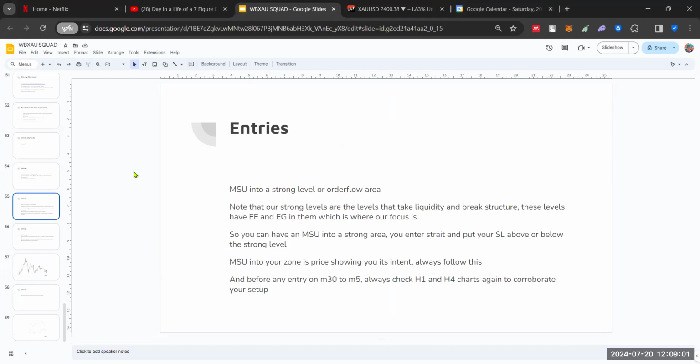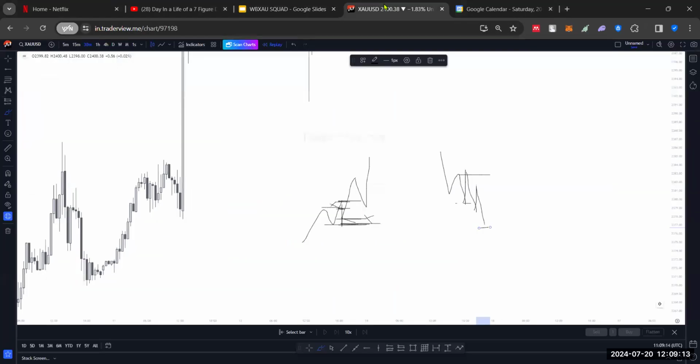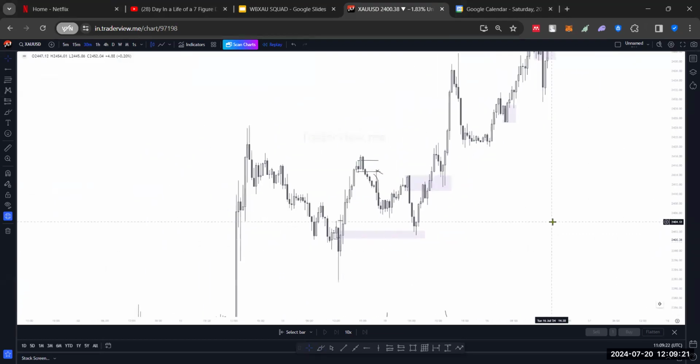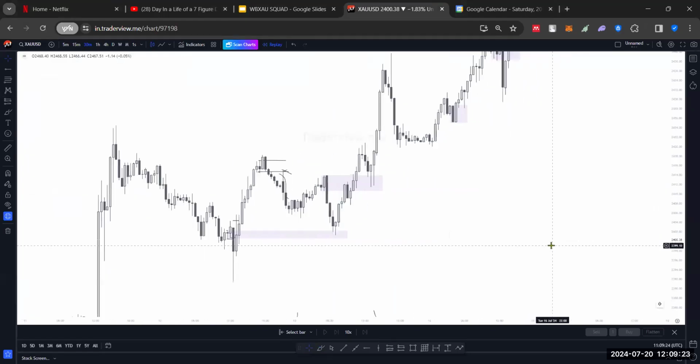I explained that this is how price would show us its intent. Price is going to use this to show you what it really wants to do, showing you an MSU into your level or before your level, giving you the idea that it wants to do something crazy. I gave examples the last time. So again, let's see if we can get some more examples.